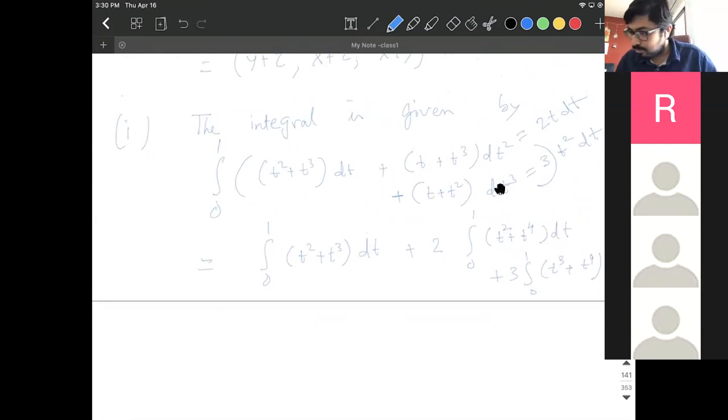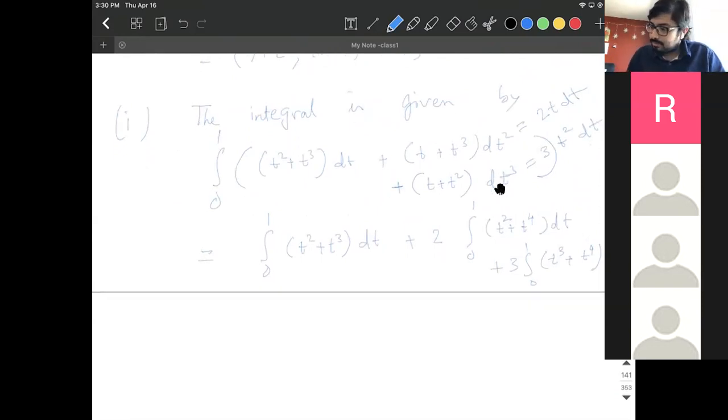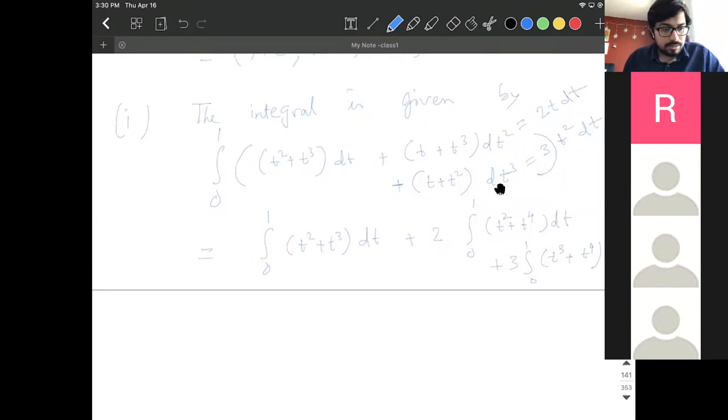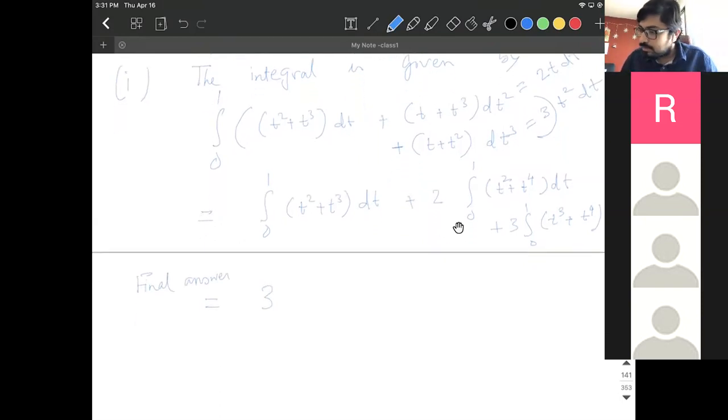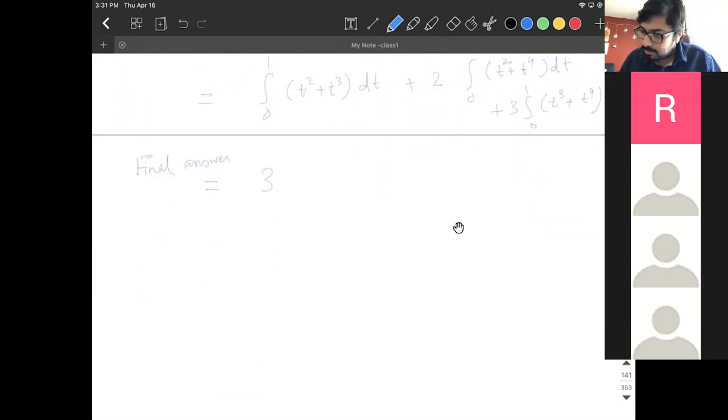So did I confuse you more, or is it clearer? Follow the definition. That's all I can say for the moment. It should be clear why you need to take d of t square and d of t cube. And then it's just computing the integral, which shouldn't be that hard. I mean, the final answer. So this is the final answer, which is 3. Okay, so this was fairly simple since you were given the path.